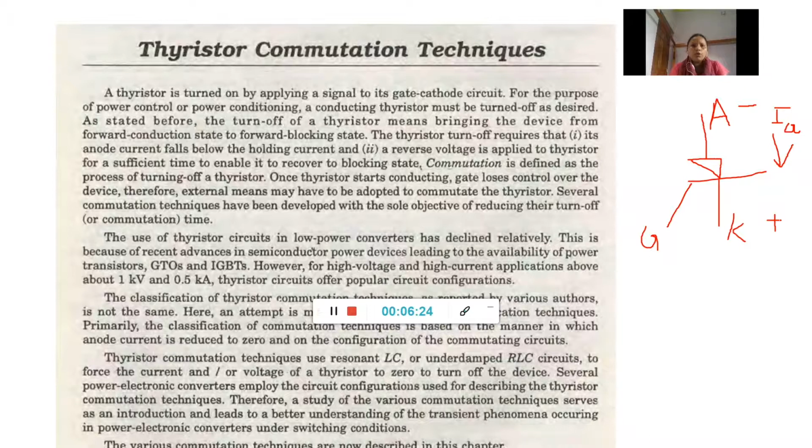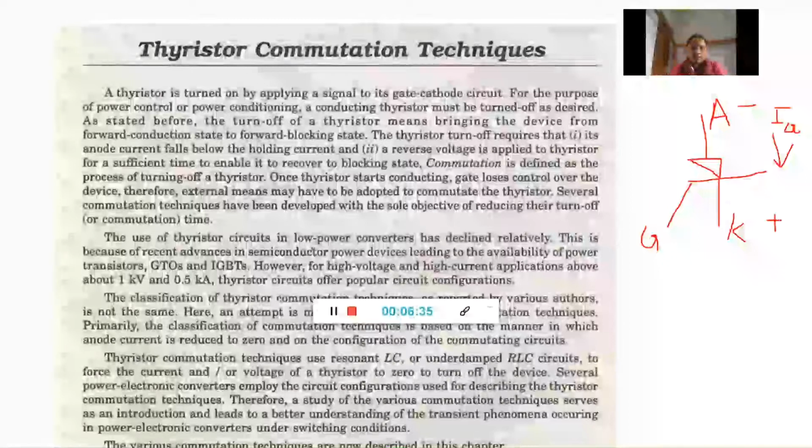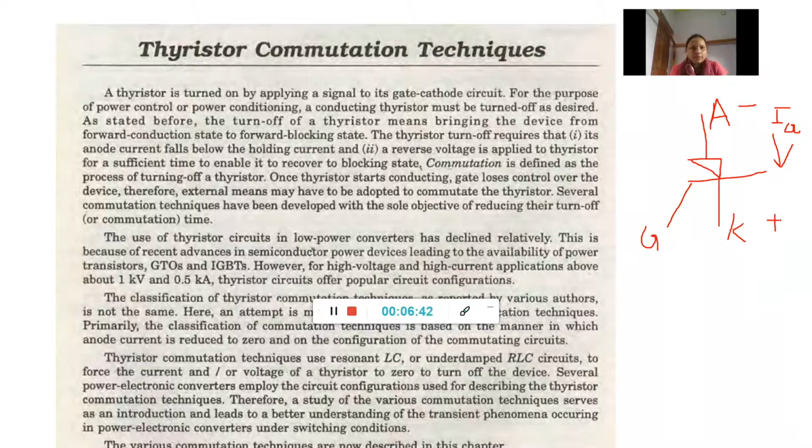So commutation is defined as the process of turning off a thyristor. Process of turning off is your commutation technique. Once the thyristor starts conducting, gate loses its control over the device. Therefore external means may have to be adopted to commutate the thyristor. I already told you just before that the gate has no role after the thyristor has gone to the forward conduction state. Gate loses its control. So that's why we need some external means, external circuitry, external techniques, so that we can commutate the thyristor.